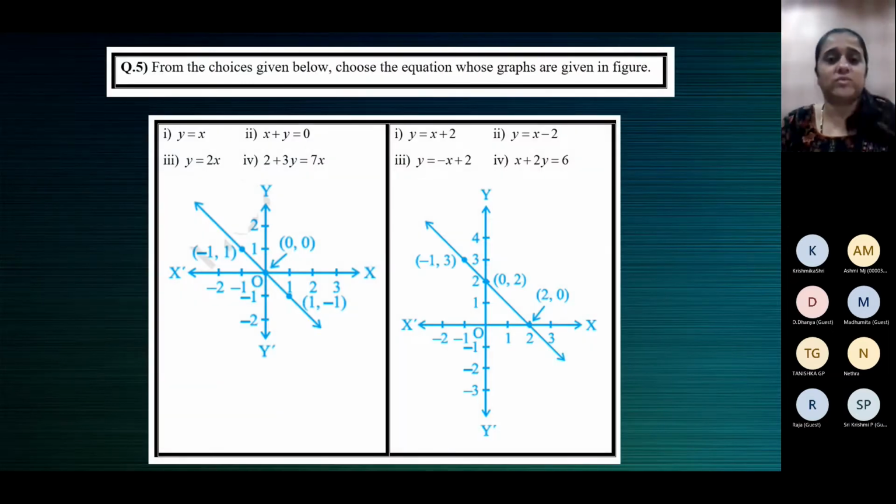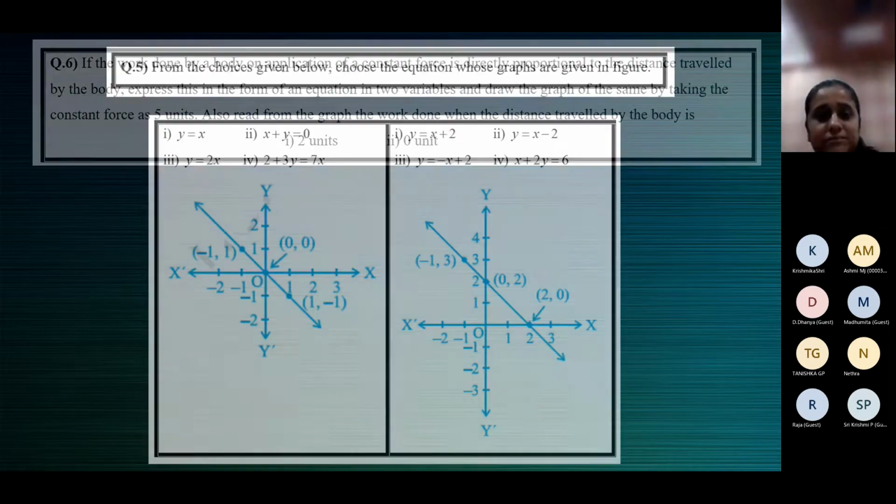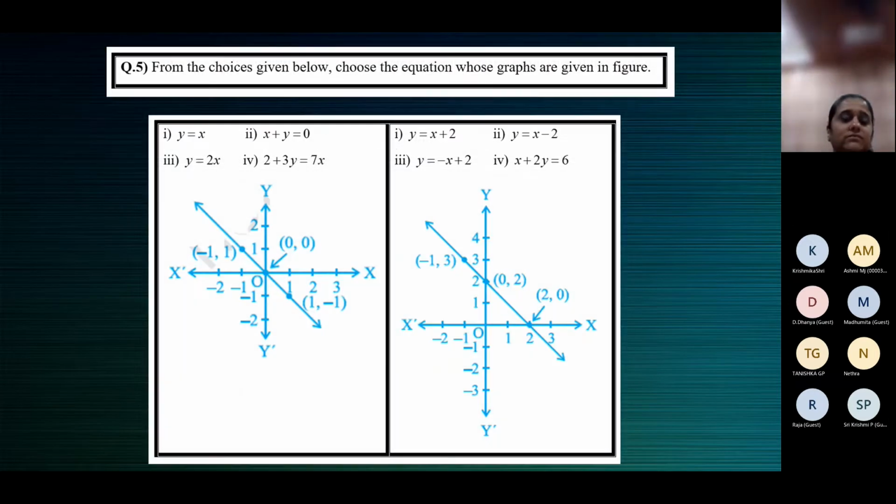Yeah. Do this one. From the choices given below, this is from NCERT, so you don't have to take down the question. Just answer. We'll just do it orally. This is from NCERT, exercise 4.3. From the choices given below, choose the equation whose graphs are given in the figure. You can see the 4 options and you can see the graph.